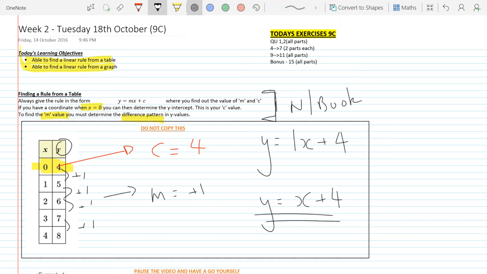So if we have a look at 3, 7, if we put 3 in for x, 3 plus 4 gives us 7, so that's correct. And if we have a look at the next one here, 4 and 8, if we put the 4 value in for x, we're going to get 4 plus 4, which our y value is 8, which is what we've got here. So that's the first rule.